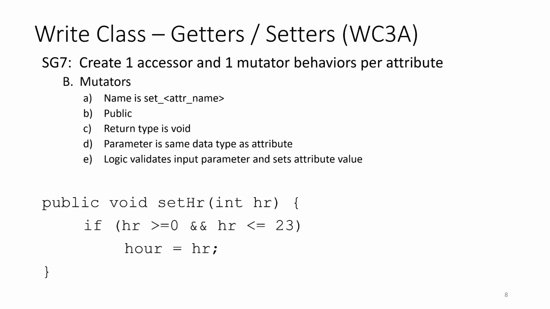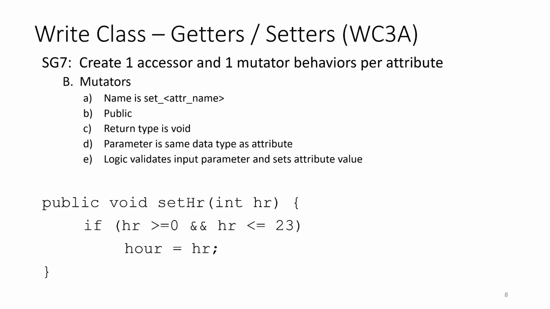Subgoal 7b is to create the mutator. In this case, we want to call it set something. We will call it setHR, again in camel case. The method is public, the return type is void, and the parameter is the same data type as the attribute. Since hour is an int, we want to take in one integer parameter called HR to this method. The logic of this method needs to validate the value in the input parameter and then set the attribute value to that if it is legal.